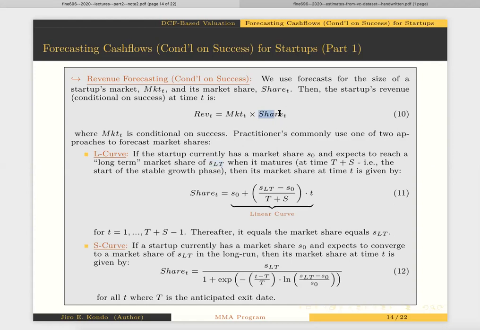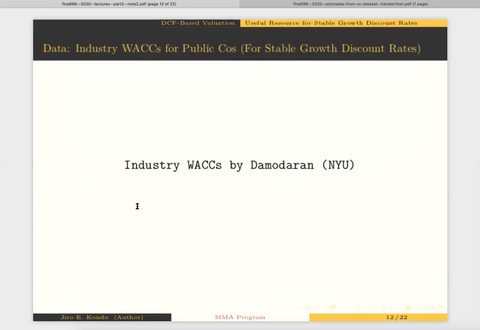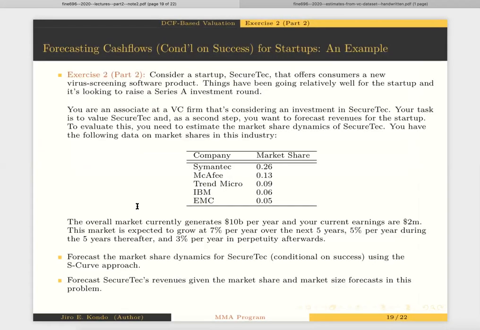So in order to be able to forecast market share acquisition over time, conditional on success, the first thing we do is we look at the established players in the market. Again, let's go back to thinking about Symantec, McAfee, Trend Micro, IBM, and EMC. We could look at what their market shares look like as well. So if you look at this market, these 5 players, Symantec has 26% of the market, McAfee has 13%, Trend Micro has 9%, and then IBM and EMC have 6 and 5% of the market, respectively. So the question is, how would we want to use this data on market shares to try to estimate a plausible estimate of what the market share of our startup might be if things go well?